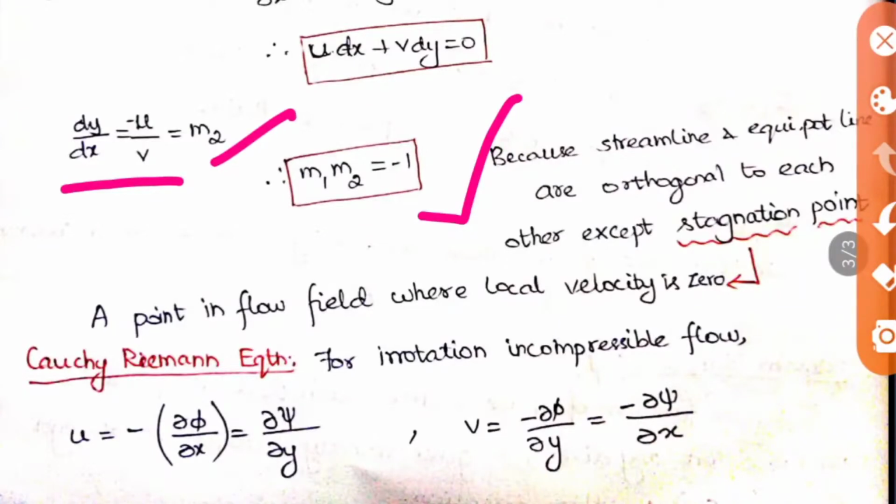And the last one is the Cauchy-Riemann equation. This is nothing but the overall formula for both the stream function and the potential function. Here u is equal to minus ∂φ/∂x and ∂ψ/∂y, and v is equal to minus ∂φ/∂y and minus ∂ψ/∂x. They have derived it and equated u and v with respect to both the stream and potential function.